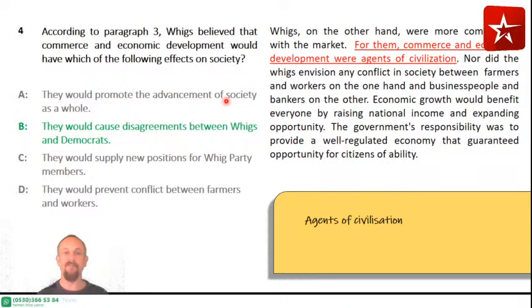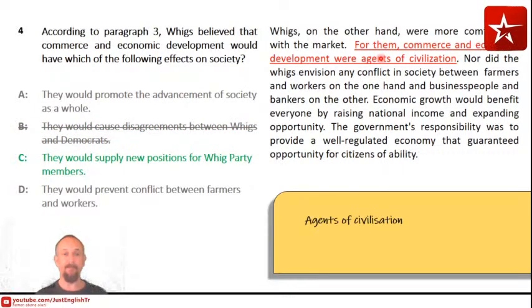B, they would cause disagreements. If you want to change your answers, change your answers. That's also possible. We don't have to stick with the same question that we answered. We always have the opportunity to go back and change our answers in the exam. You have the opportunity to go back and change your answers too. So B, they would cause disagreements between Whigs and Democrats. Well, again, this idea of disagreements becomes our key word, and we have this between two people. Again, it's not present in the passage, so we simply eliminate.